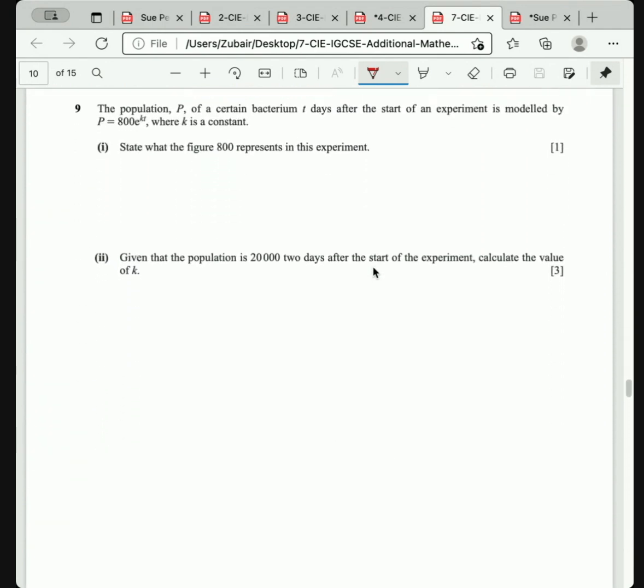And question 9. Do you have time? We can complete this if you have time. Yep, sure. The population P of a certain bacterium t days after the start of an experiment is modeled by P equals 800 e raised to kt, where k is a constant. State what the figure 800 represents in this experiment. So when time is 0, it will be 800. So it is the initial amount. It is the initial population.